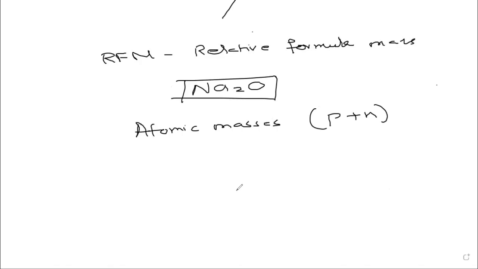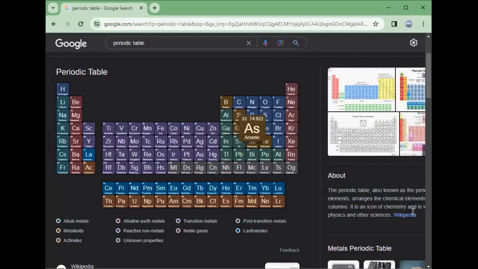Where will you get it? Do you have to memorize them? No. You will get them from the periodic table. All right, how? See, again, I'm showing you the periodic table. This is the periodic table. Let me enlarge it. With every element, numbers are written. What are these numbers actually? These numbers are atomic mass and atomic number.